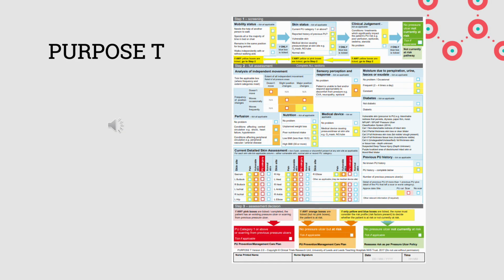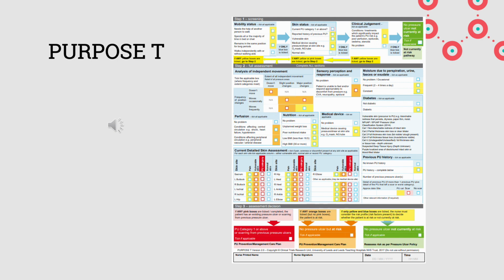So this is Purpose T in its paper format. It has been modified and adapted to electronic versions. The majority of clinical areas now use electronic patient records, so Purpose T is compatible with systems such as SystmOne, EMIS and others. If you want to find out more about the electronic versions of Purpose T, please just get in touch with the Clinical Trials Research Unit at Leeds and they can advise you on that.